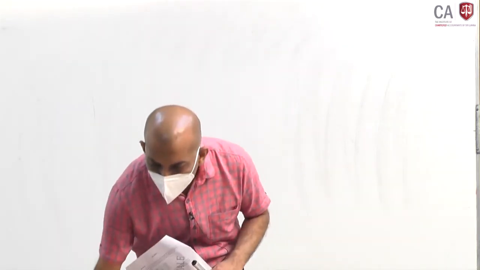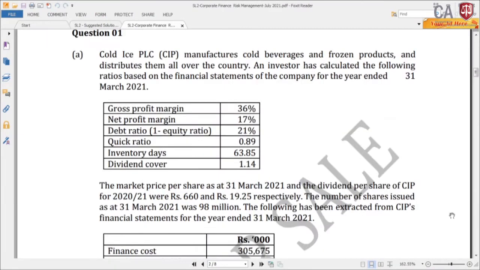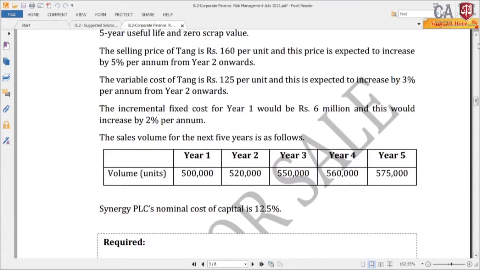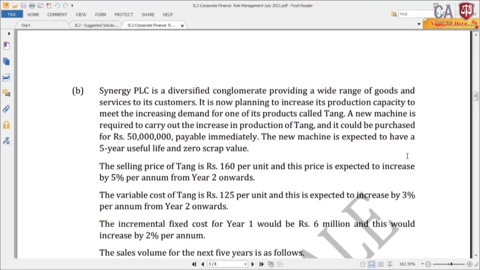So moving to B part. B part of question 1. It's about Synergy PLC, a diversified conglomerate. They are planning to increase the production capacity, and a new machine is required to carry out the increased production, and it costs 50 million.